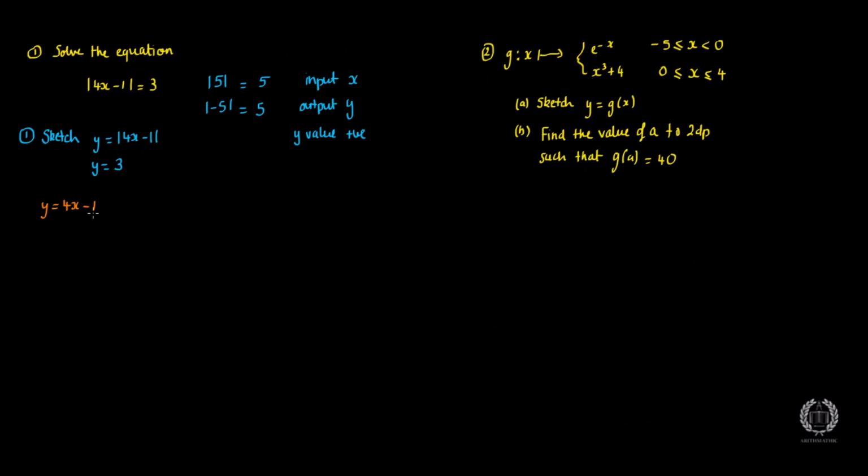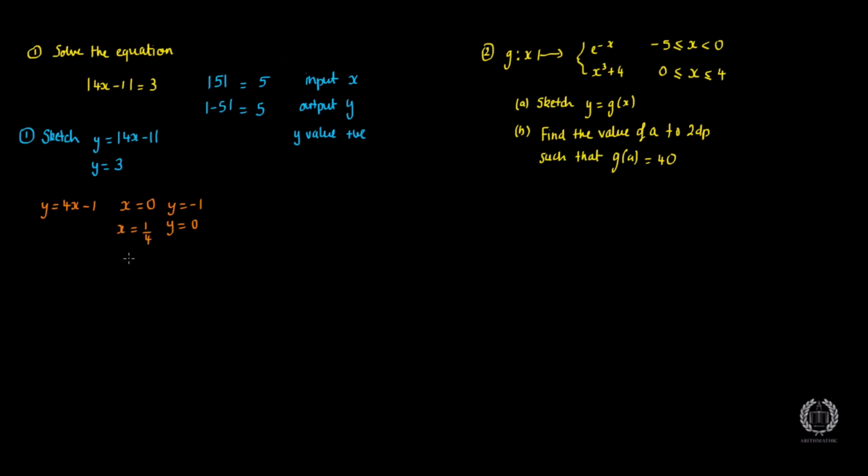First sketch just the normal graph for 4x minus 1, and hopefully all of you watching this should know how to sketch this graph. What you're going to do is put x equals 0. If you put x equals 0, your y is minus 1. Then if you put y equals 0, you're going to get your x value, which is going to be x equals 1 over 4.